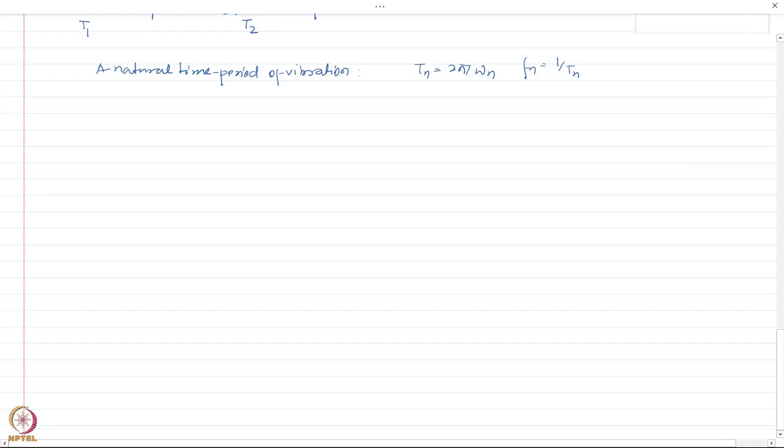Okay. So, as we have discussed, the total response of a multi-degree of freedom system can be represented as some linear combination of each mode shape. Let us say I have an n degree of freedom system. So it would be some linear combination of the first mode shape, then the second mode shape, and so on.